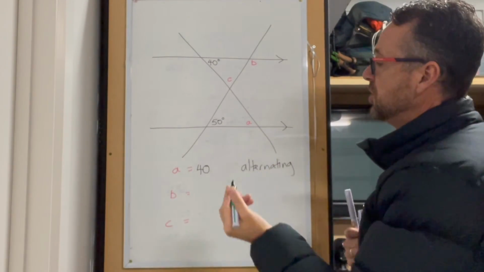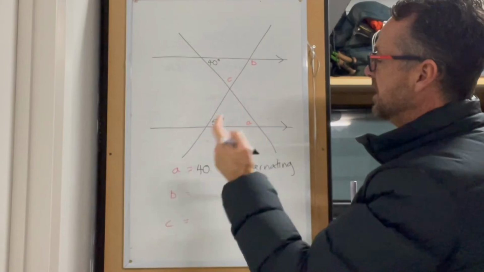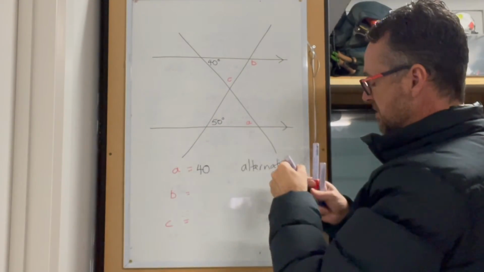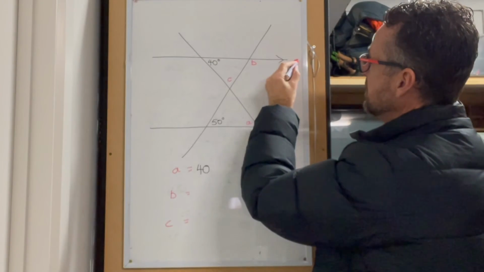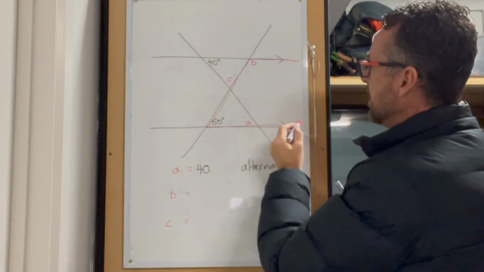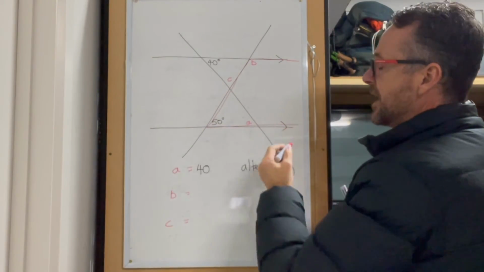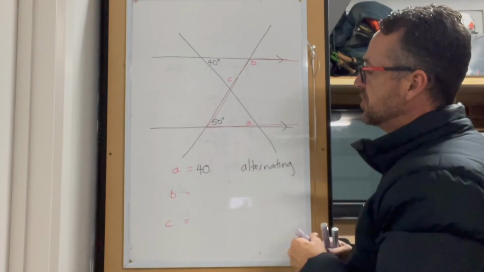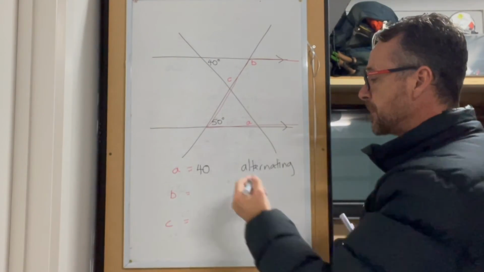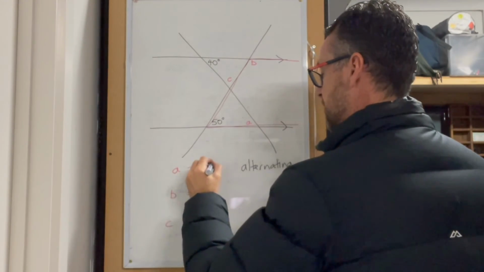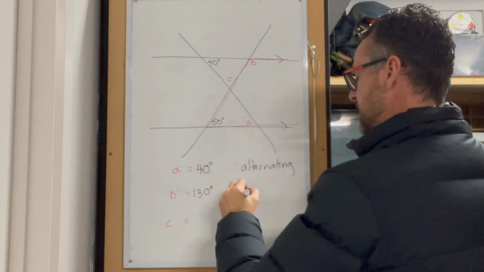Now the next one here is we have this B and we have this co-interior. So the co-interior would be in here. So we're looking at that parallel line there, all the way down there and across here, creates this co-interior angle, and that co-interior angle has to add up to 180. So B is going to be equal to 180 take away 50. So that's going to be 130. Okay, put a degrees on here. And that's going to be co-interior.